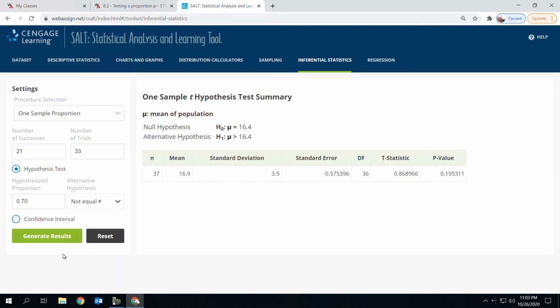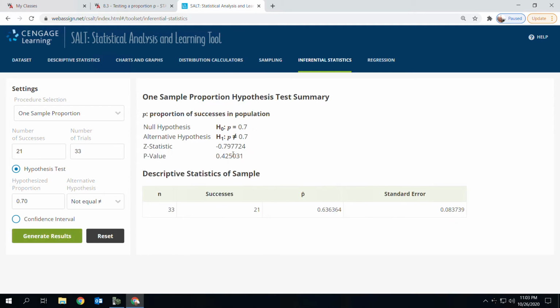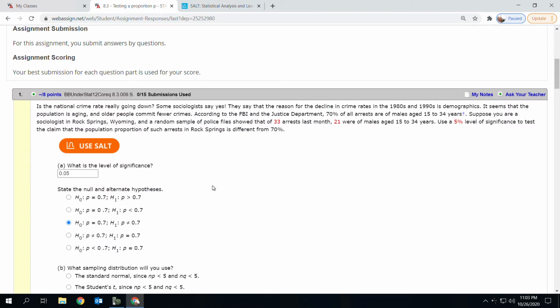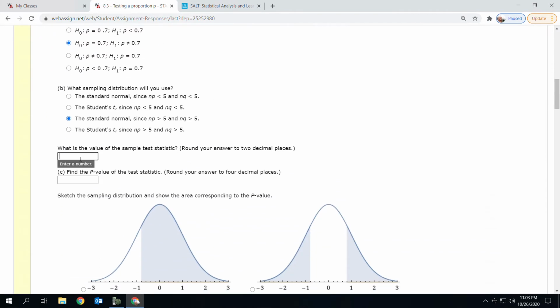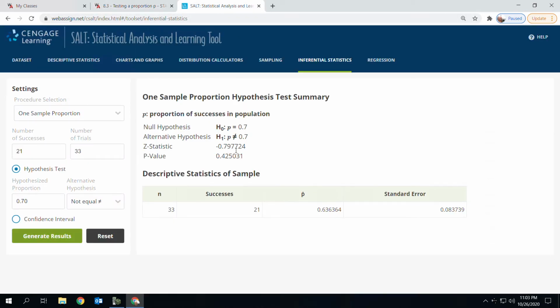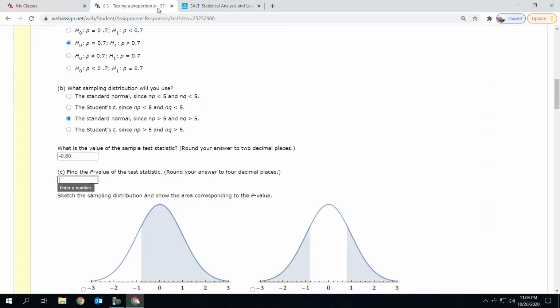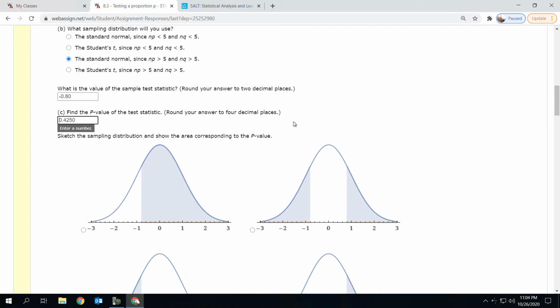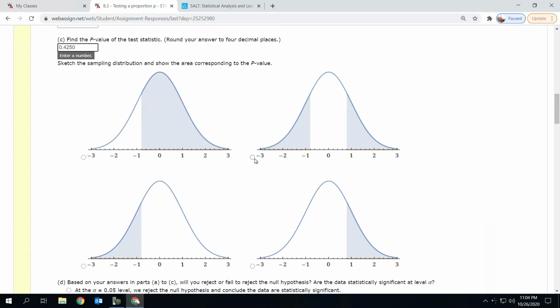Not equal to. Okay, so let's generate. Our z statistic is negative 0.80. Now notice our z-value, our sample statistic was 2 decimal places, so that's why I changed 0.797 to negative 0.80. Our p-value, they want it to 4 decimal places, so I'm going to copy and paste. There we go. Let me take that extra spacing out. Okay, not equal to, that's going to be a two-shaded display.